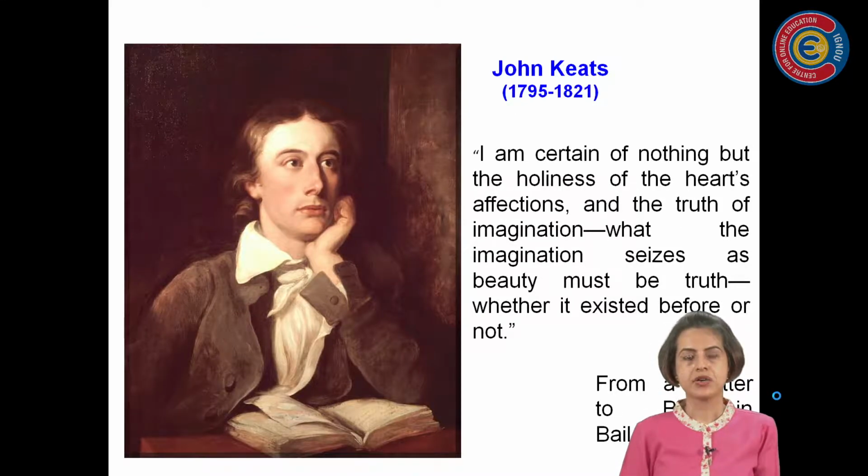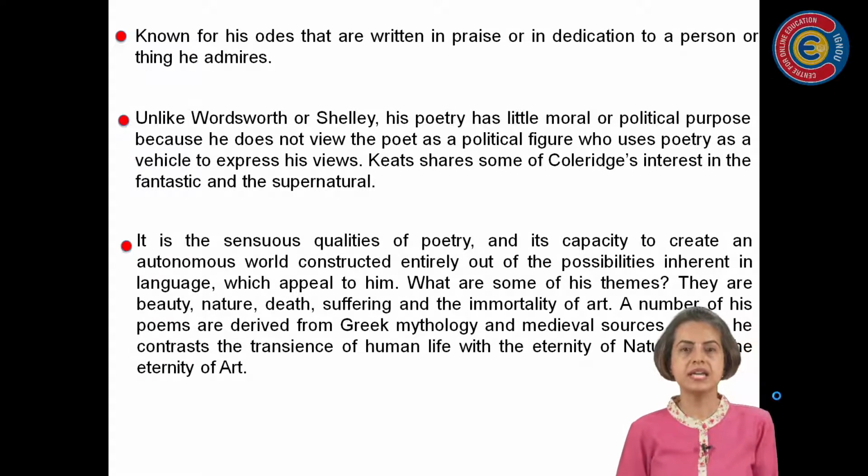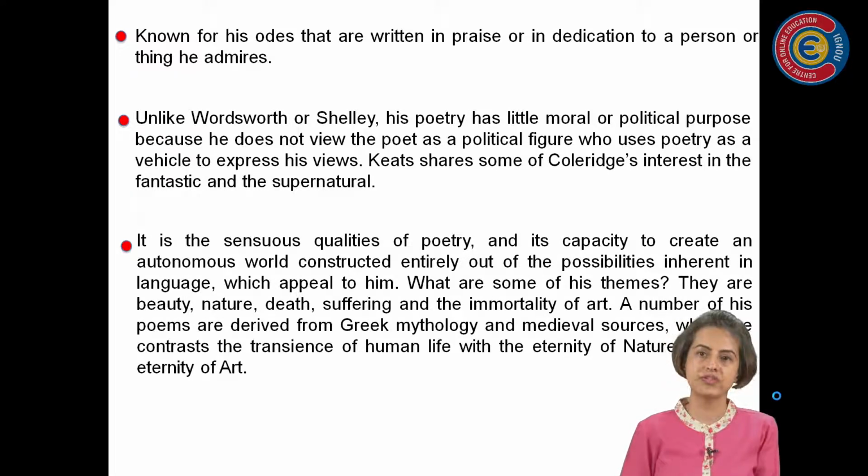Now, the second Romantic poet within the second generation of Romantic poets is John Keats. He is famous for his odes that are written either in praise or in dedication to a person or a thing he admires. Unlike Wordsworth or Shelley, Keats's poetry has little moral or political purpose because he does not view the poet as a political figure who uses poetry as a vehicle to express his views. Keats shares some of Coleridge's interest in the fantastic and the supernatural. It is the sensuous qualities of poetry and its capacity to create an autonomous world constructed entirely out of the possibilities inherent in language which appeal to him.